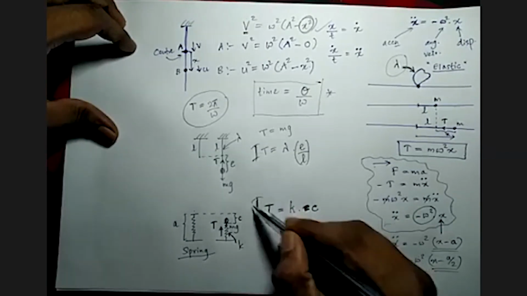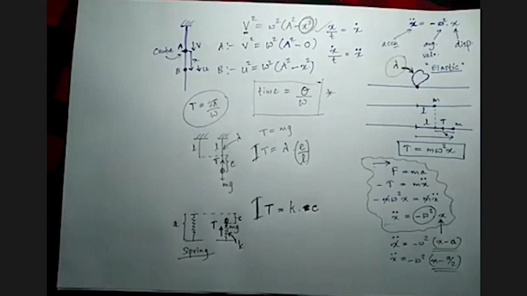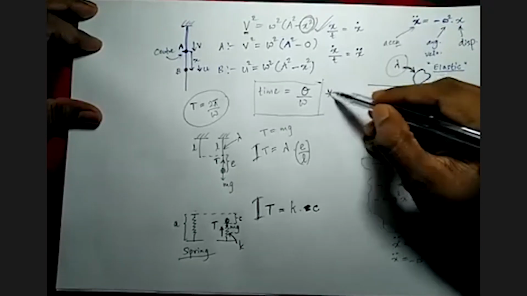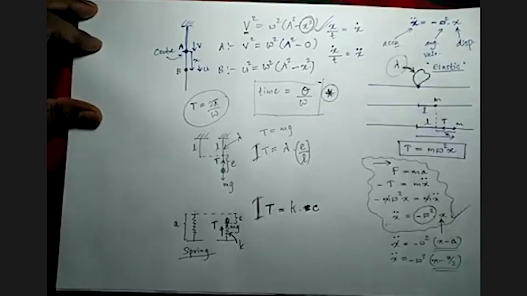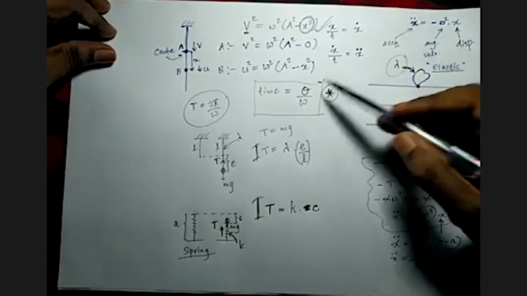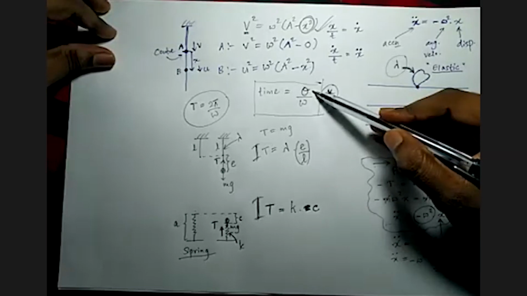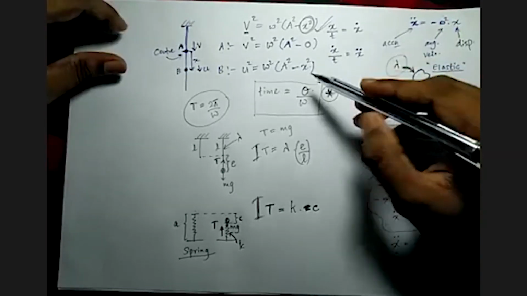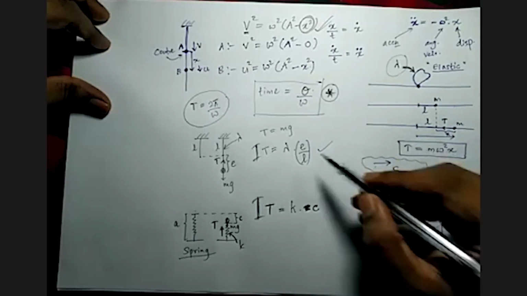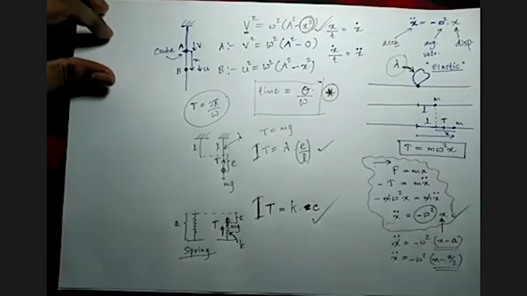So these are the 5 equations you should know in order to simplify simple harmonic motion problems. We have our characteristic equation, velocity equation, time equation. I think you do not have much of an idea about this angle thing. Don't worry, I will explain that using an example problem. Then the tension of a string, and the tension created by a spring.